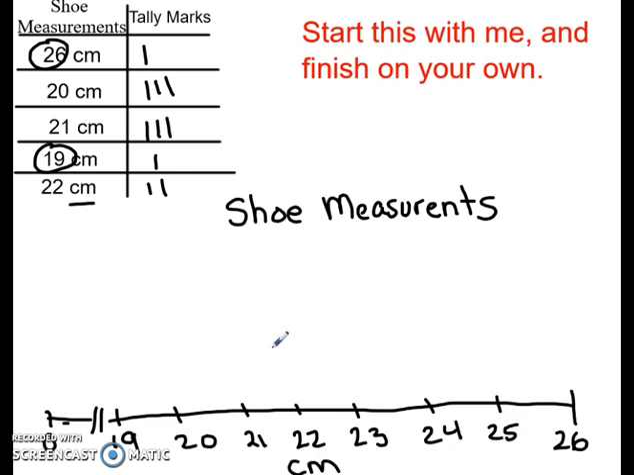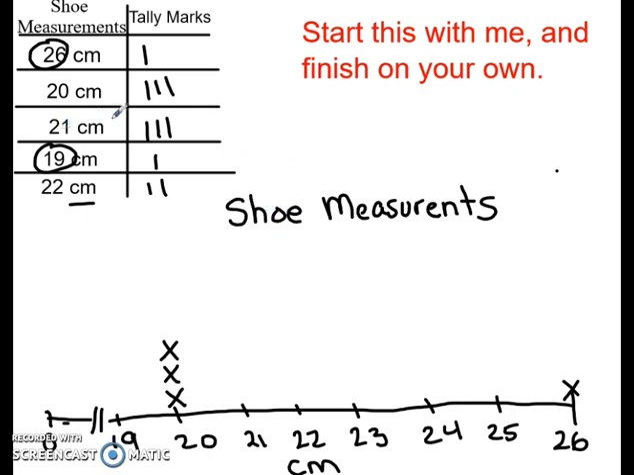Next, I'm going to plot the tally marks using X's. So 26 had 1 tally. So over 26, I'm going to put 1 X. Next, I'm going to plot 20 centimeters. So 20 has 3 tally marks, so I'm going to place 3 X's over 20. 1, 2, 3.